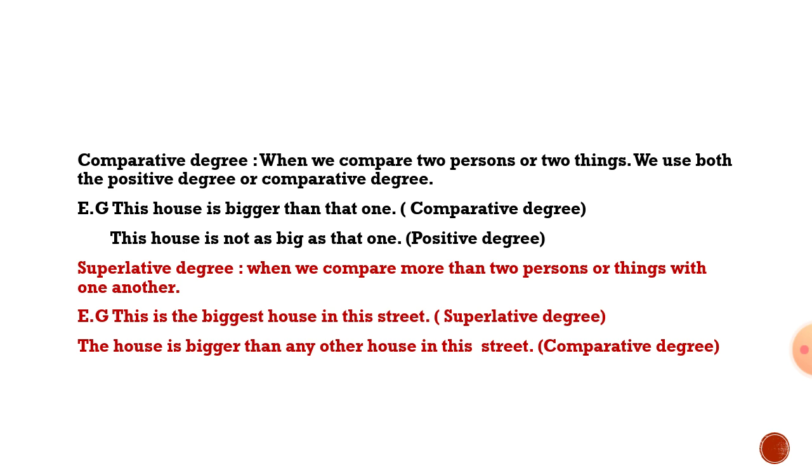Let's discuss superlative degree. When we compare more than two persons or things with one another, we use superlative degree. First example is this is the biggest house in this street. This is the example of superlative degree. Second example is this house is bigger than any other house in this street. This is the example of comparative degree. And no other house in this street is as big as this one. This is the example of positive degree.